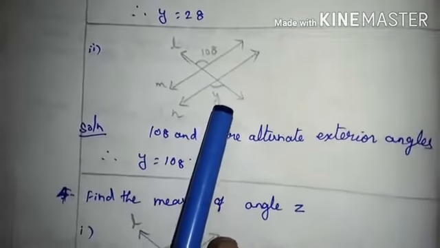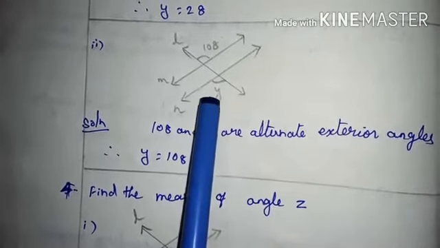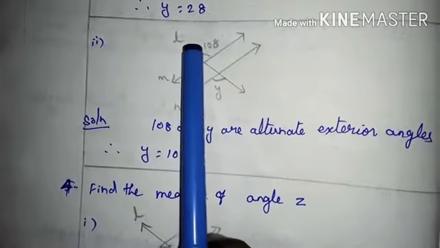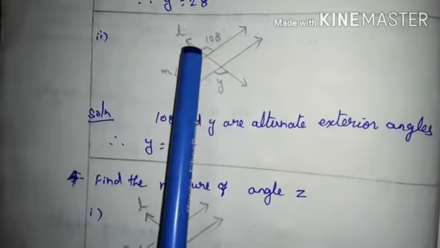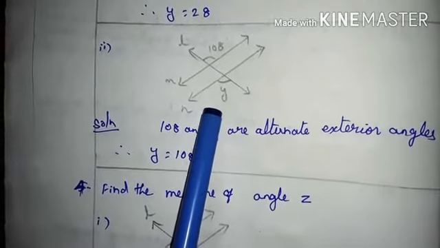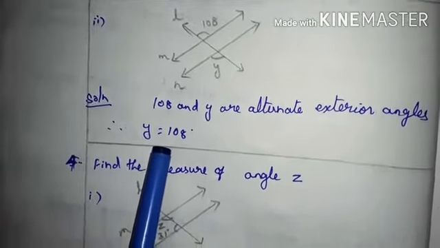The next sum, Y and 108, here also they lie on the opposite sides of the transversal but in the exterior of M and N. Therefore, they are alternate exterior angles. Alternate exterior angles are equal. Therefore, Y is equal to 108.